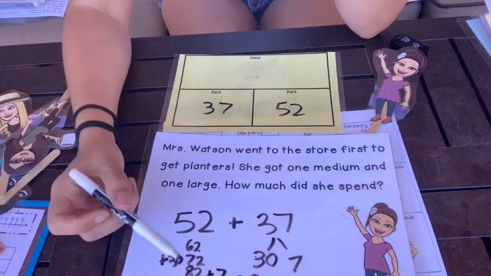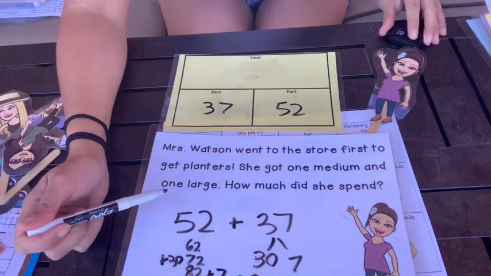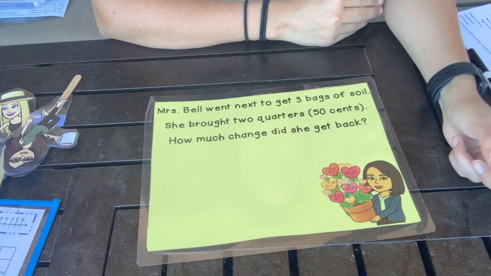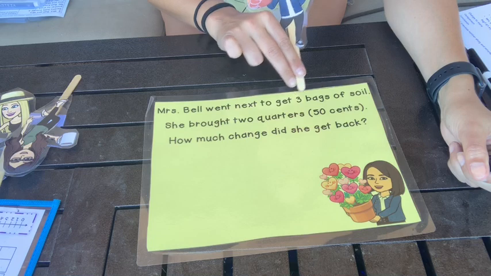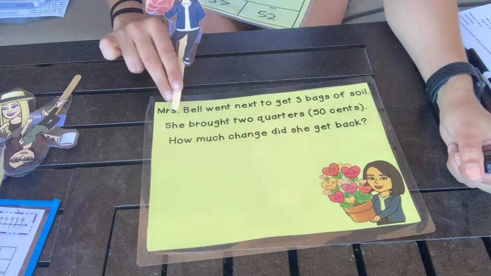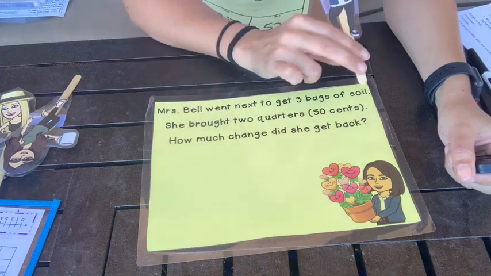So it took Miss Watson 89 cents to purchase those things using the counting on strategy. Miss Watson has the planters. It's Miss Bell's turn to go to the spring store. Miss Bell went next to get 3 bags of soil. She brought 2 quarters, which is 50 cents. How much change did she get back?